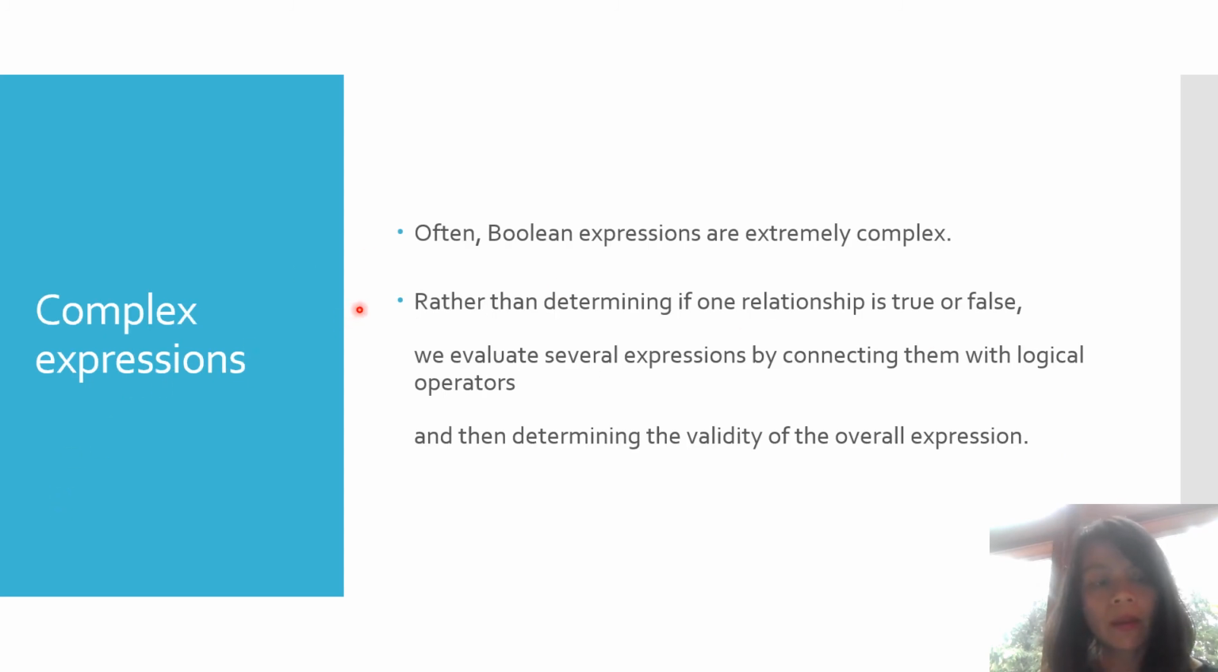So in complex expressions, Boolean expressions can often become extremely complex. Rather than determining if one relationship is true or false, we usually evaluate several expressions by connecting them with logical operators and then determining the validity of the overall expression. So we'll be breaking things down into smaller chunks, evaluating those, and then determining the overall expression in general.